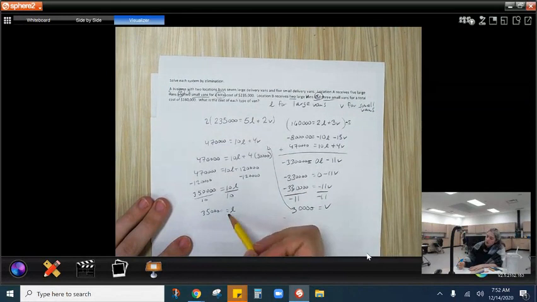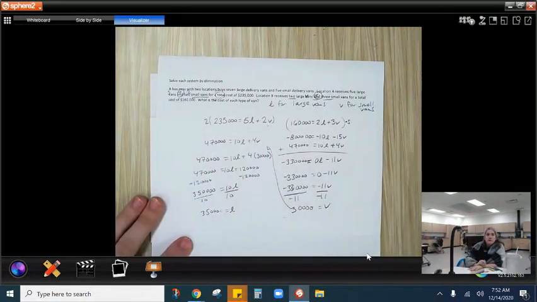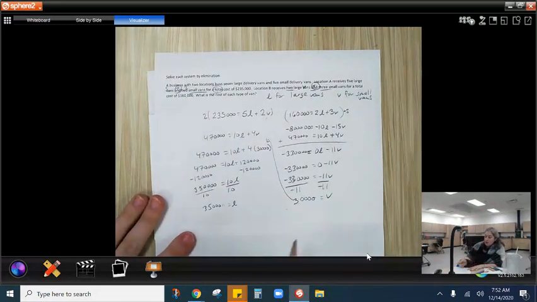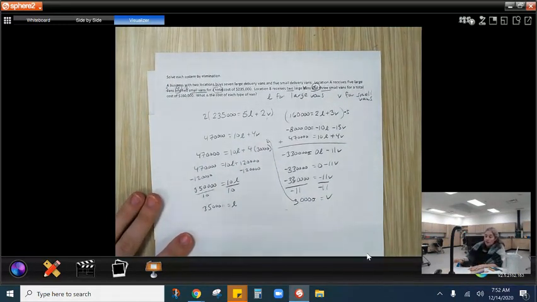There we go. Ooh, I think I was supposed to plug it into this equation too. Ooh, definitely need to do a check. So my large van should cost 35,000. My small van should cost 30,000.